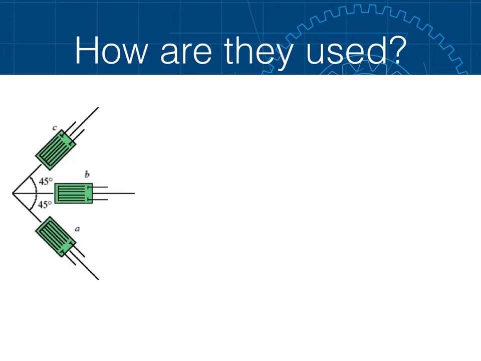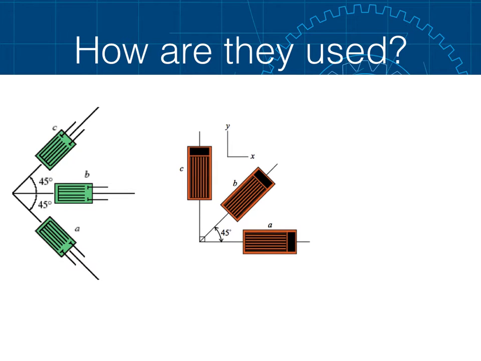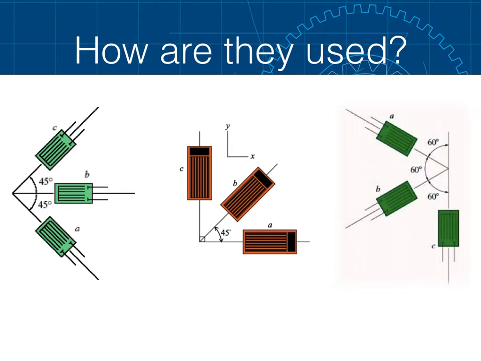Here are some other orientations of strain gauges. As we discussed, these different orientations of the strain gauges allow scientists and engineers to measure different properties of the material in different ways.